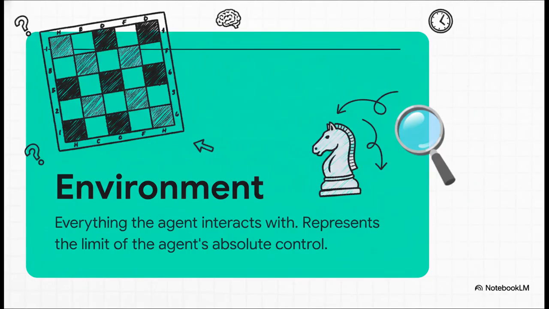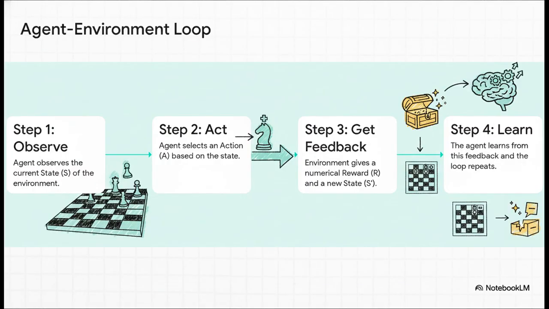And where does the agent live? Well, it operates inside an environment. The environment is basically everything else. Everything the agent interacts with but doesn't have complete control over. For a chess AI, the environment is the board, the pieces, and the other player. And here's a tip for your exam. The line between the agent and the environment is all about control. The agent can't just decide to change the rules of chess, right? That's the environment's job.